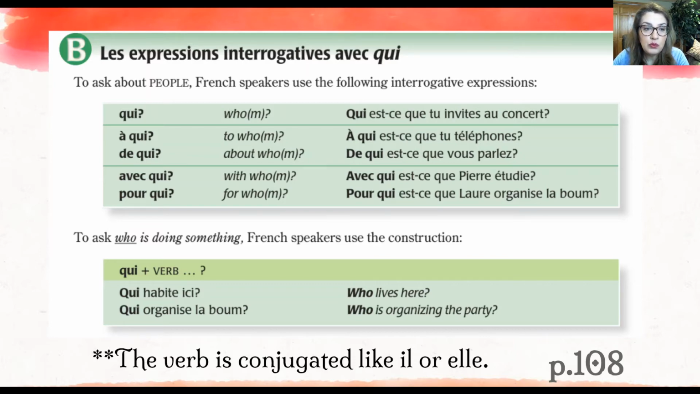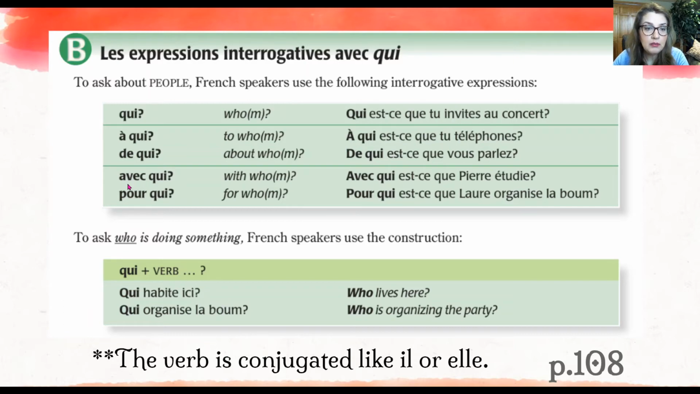If you use de before qui, in the expression de qui, it means about who or about whom. Example, de qui est-ce que vous parlez? And don't forget to pause and repeat after me. De qui est-ce que vous parlez? Whom are you talking about? Avec qui, the combination of avec qui means with who or with whom. Example, avec qui est-ce que Pierre étudie? With whom does Pierre study? Or with whom is Pierre studying?